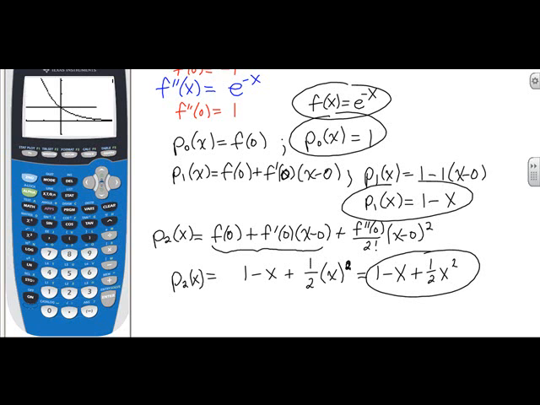Our constant function p0 of x is equal to 1. The only thing that function has in common with the original function f of x is the value at x equals 0. You look at that graph and think, well, that curve doesn't approximate f of x at all. And you're really right. But it does share the function value.